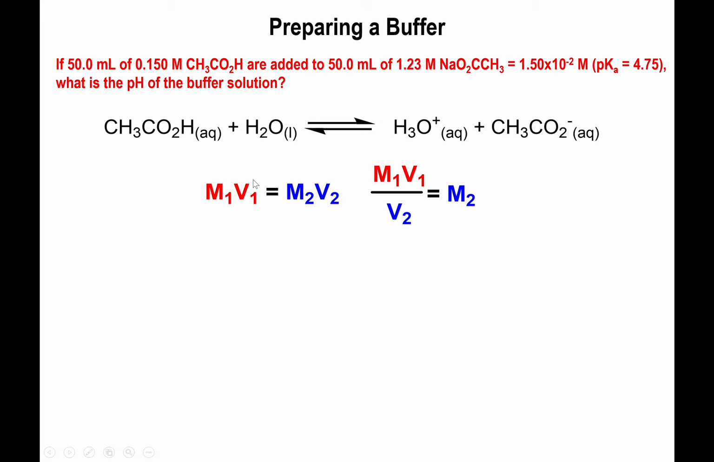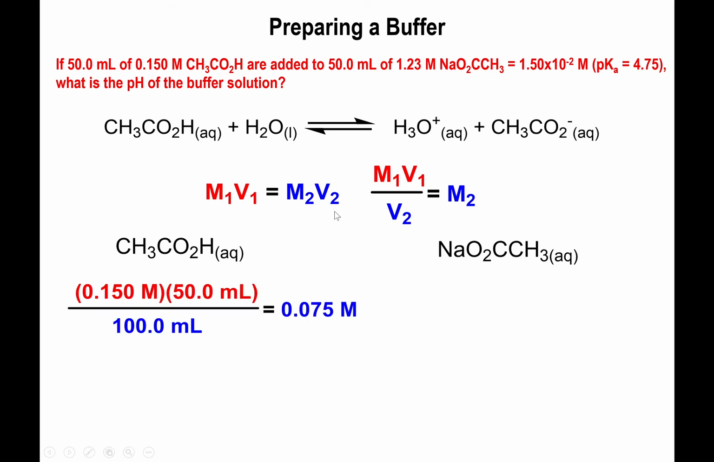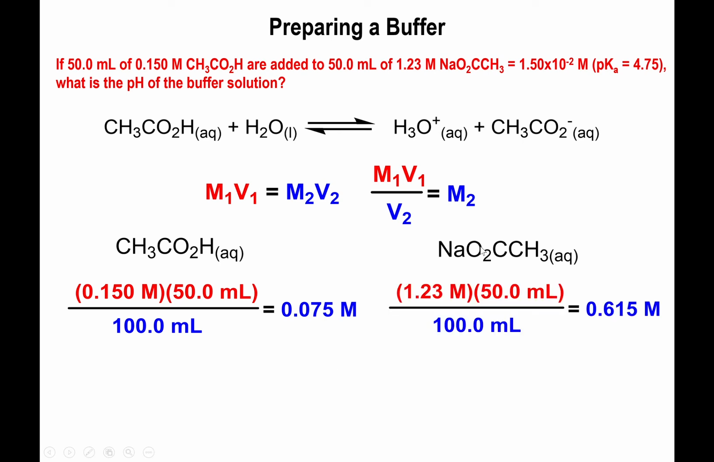So we're going to use M1V1 equals M2V2 to find the final concentrations before we apply the Henderson-Hasselbalch equation. For acetic acid, the initial concentration is 0.150 molar. The initial volume is 50. The final volume, once you combine them, will be 100 mL, meaning that your concentration is 0.075. For sodium acetate, same idea. The initial concentration is 1.23 molar. The initial volume is 50 mL and the final volume is 100 mL, meaning that at the end you end up with a concentration of 0.615.